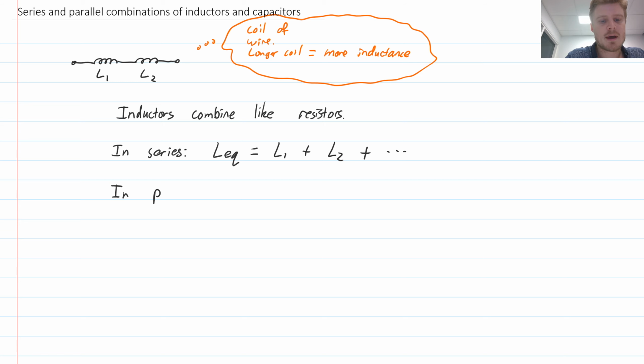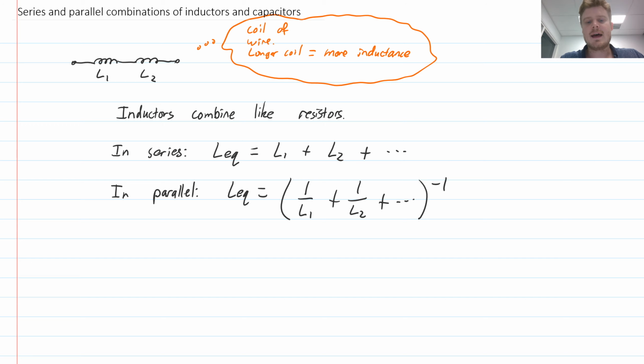And in parallel, it's just like resistors. L equivalent is 1 over L1 plus 1 over L2, all of them added up, and all of that to the power of minus 1. So just like resistors, that's the way that inductors work.